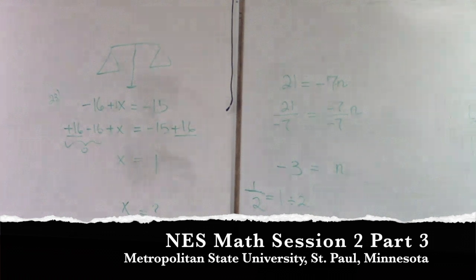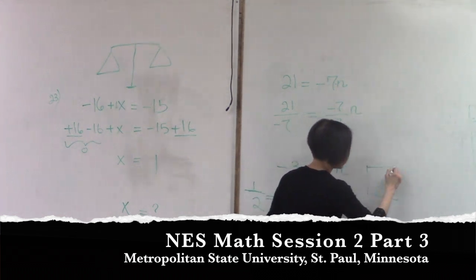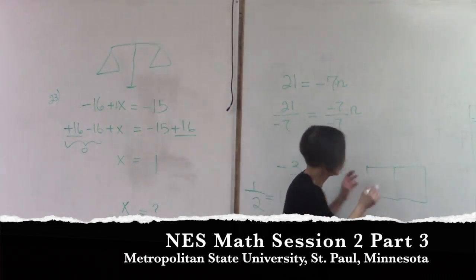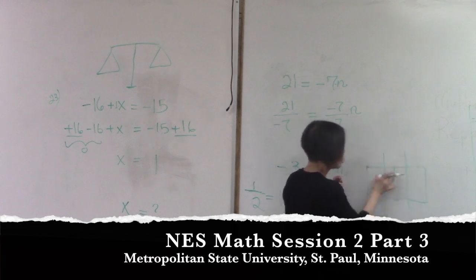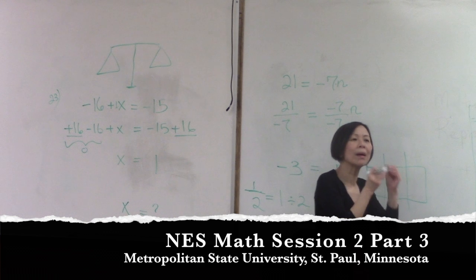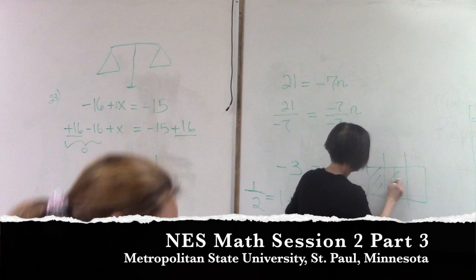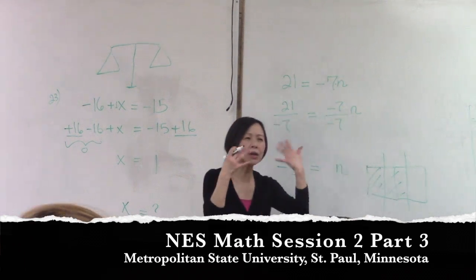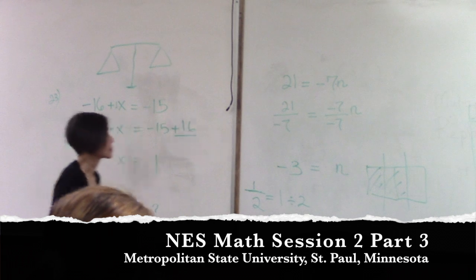Right, 2/3 means that I have two parts, but then somehow I'm going to split into 3 parts, right? So nobody gets the whole thing, everybody gets 2/3 of it. So the idea of 2/3 is actually 2 divided by 3, okay?